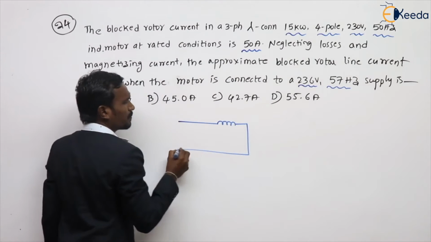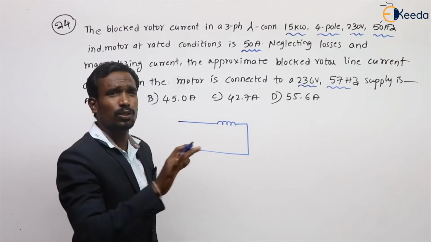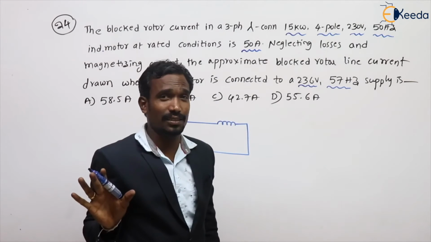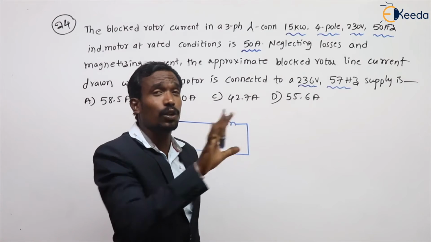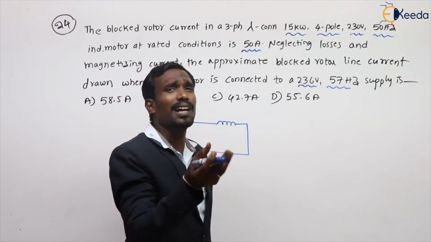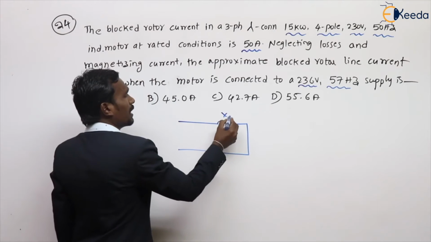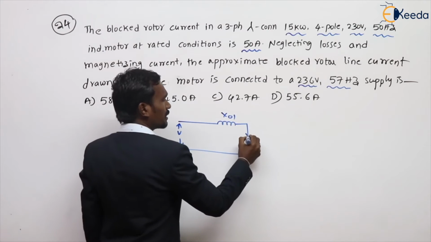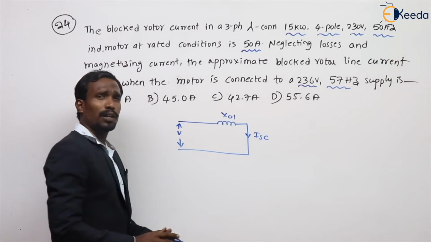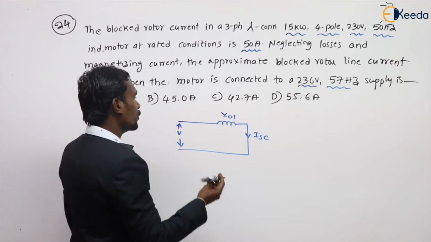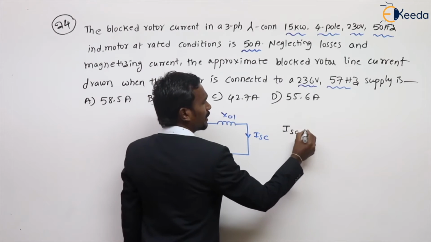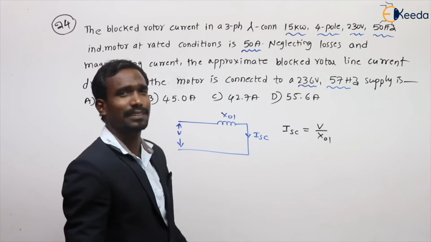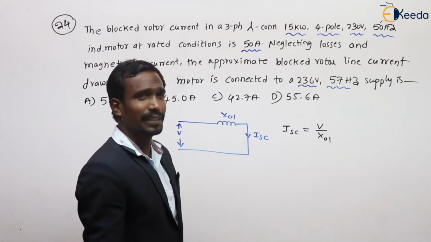Losses neglected, right? When losses are neglected, there is no resistance, because if resistance is there, losses will exist. So this is the equivalent reactance. Of course, this is the voltage applied, and this is the current flowing in the circuit, the blocked rotor current ISC. Do you know what ISC is now? ISC is simply V by Z. Z is nothing but X, because resistance is neglected.